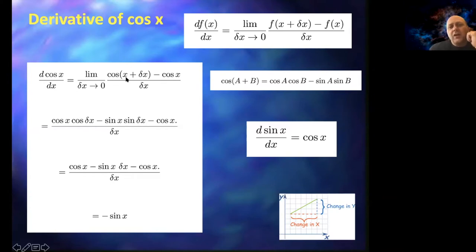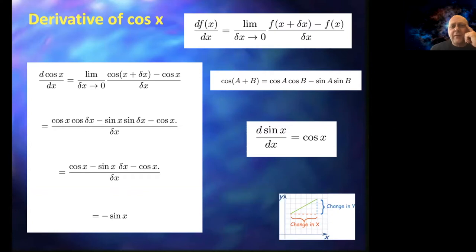I'm going to do that tiny little triangle, this one down here. How much has the height changed? That's cos(x plus delta x), the value here, minus cos of x, the value there. That's the change in the height, divided by the change in x, delta x. Right, now I have to do some more clever things.